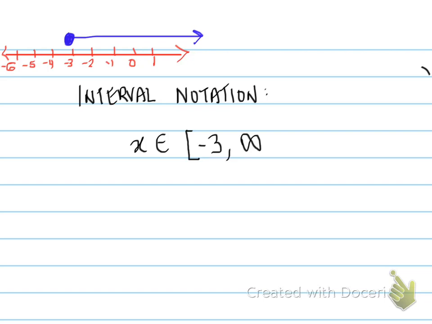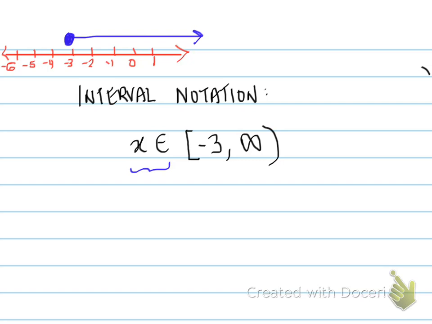now we have a square bracket at -3. The reason we have a square bracket is because it's closed. The circle is closed. We have a square bracket to represent closed. Now we go to infinity. Infinity does not stop. It is not a number, it's an idea. The idea that it continues on forever. So infinity will always have a round bracket. Always. Whether it be positive infinity or negative infinity, it will always have a round bracket.